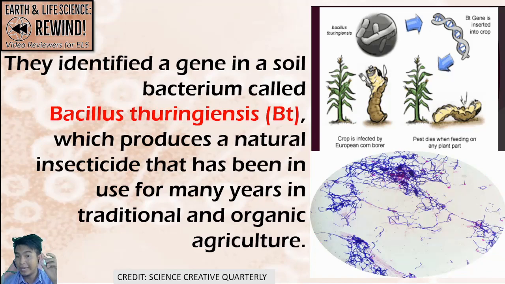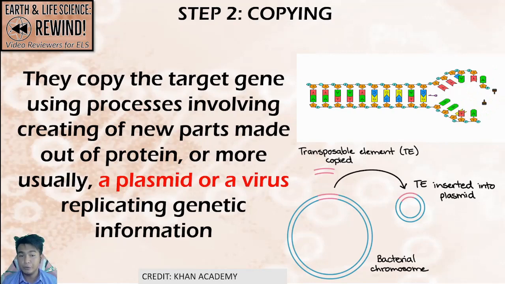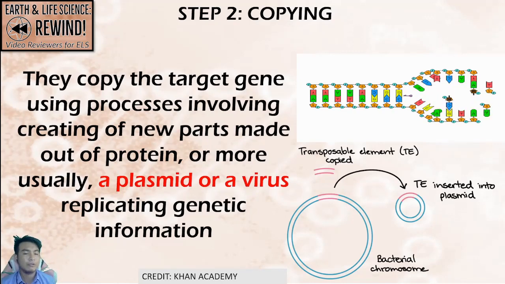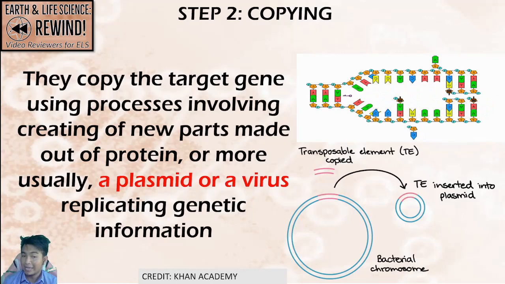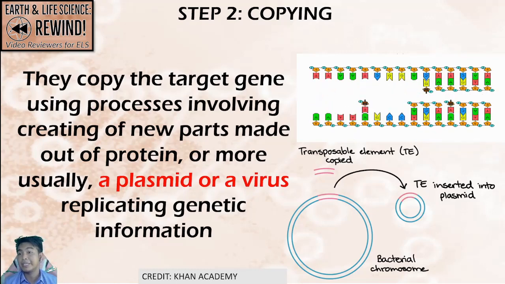So they need to get that gene and they need to copy it. They copy the target gene using processes involving the creation of new parts made out of protein. Sometimes they use a virus or a plasmid and copy that genetic information in a bacterium.